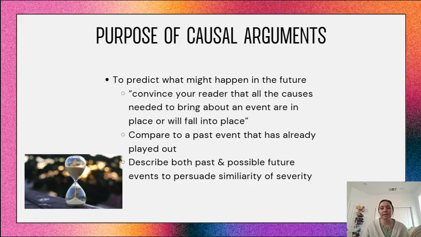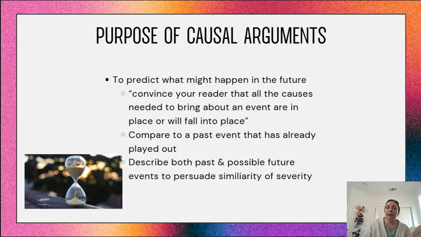Okay. Now, a final purpose of a causal argument is to write or predict what might happen in the future. And the textbook says, we do this to convince your reader that all the causes needed to bring about an event are in place or will fall into place. And some ways that you can use this kind of purpose is to compare a past event that has already played out, especially if you're looking at historical factors or historical causes.